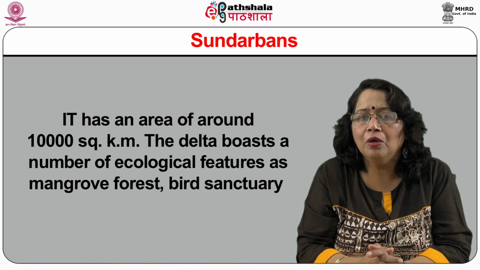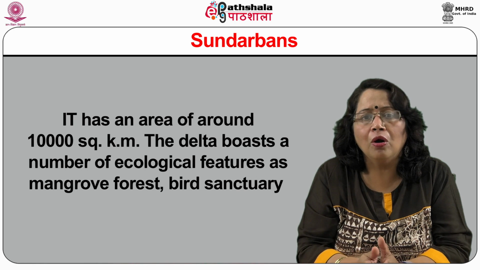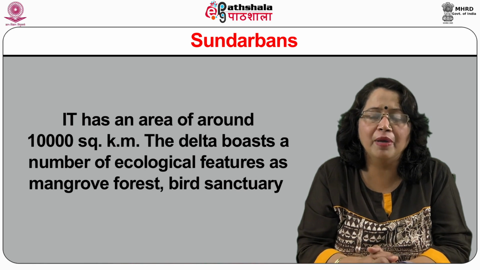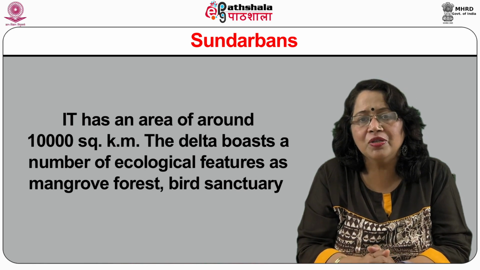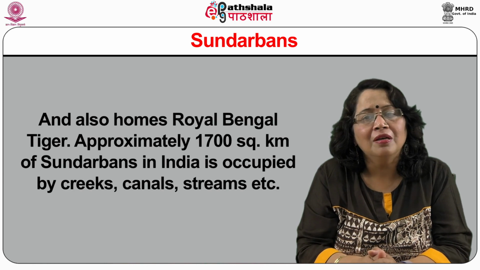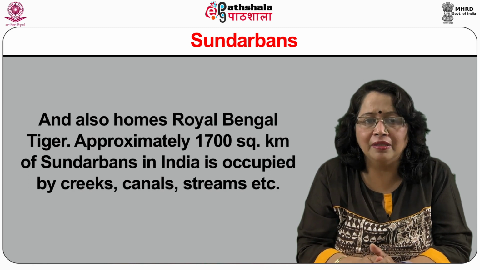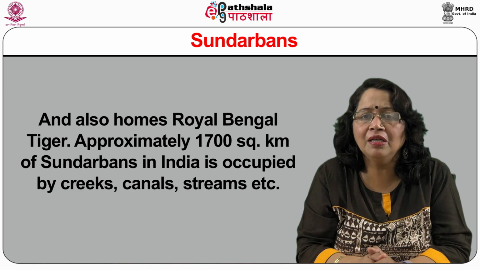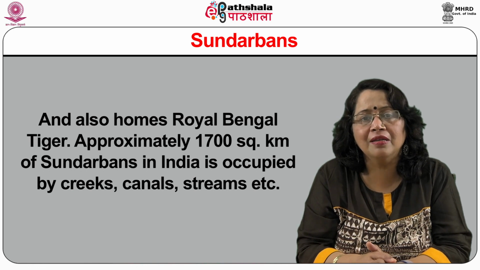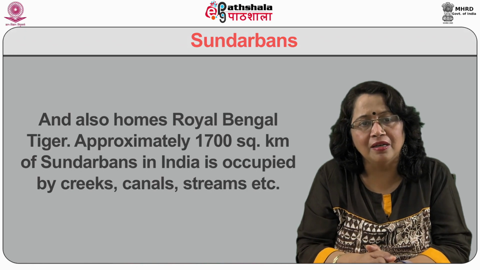The delta boasts a number of ecological features such as mangrove forest, bird sanctuary, and also is home to the Royal Bengal tiger. Approximately 1,700 square kilometers of Sundarbans in India is occupied by creeks, canals, streams, etc. It fosters a vibrant and fragile ecosystem that supports a variety of flora and fauna.